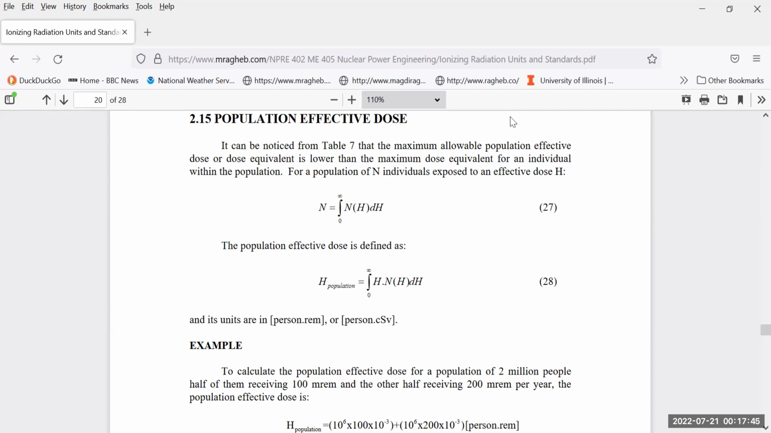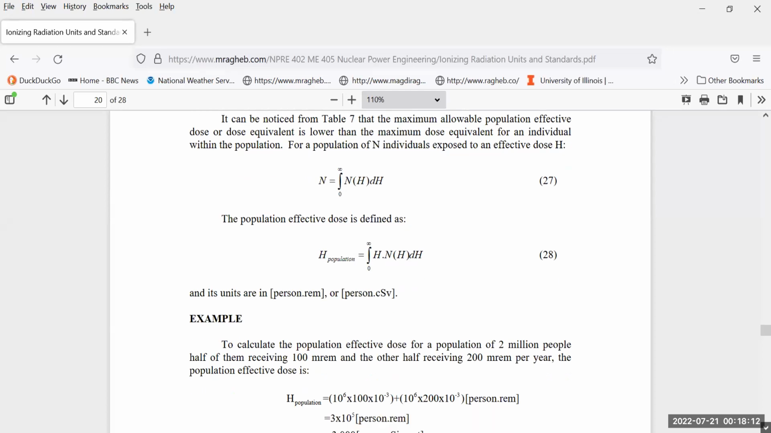So we talk about the population effective dose as the integral of the dose over the whole population. In that case, if the population number in terms of dose is the integral of N of H dH, the population effective dose is the dose given to the population H multiplied by that integral of the population in general. And we can set that as an example.